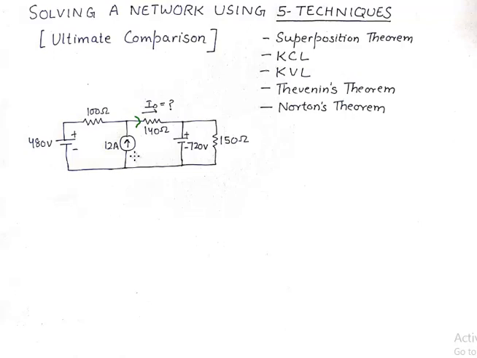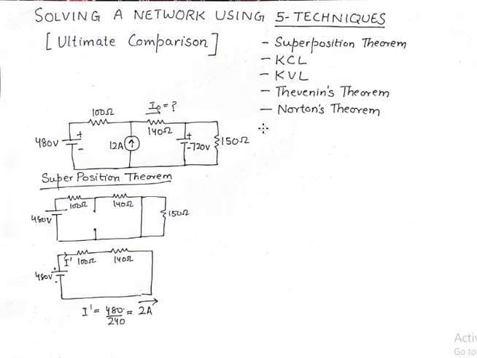So when we apply superposition theorem, we take one source at a time. We have 3 sources, 2 voltage sources and 1 current source, and we'll take this voltage source first and we'll eliminate the other 2 sources, and the elimination happens by short circuiting the voltage sources and open circuiting the current sources. So this is what happens when superposition theorem is applied.